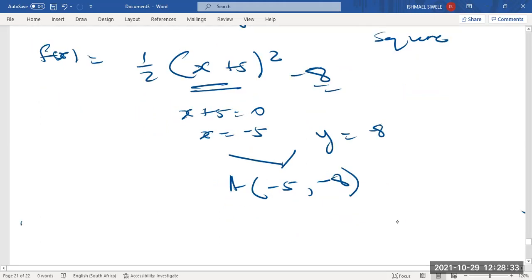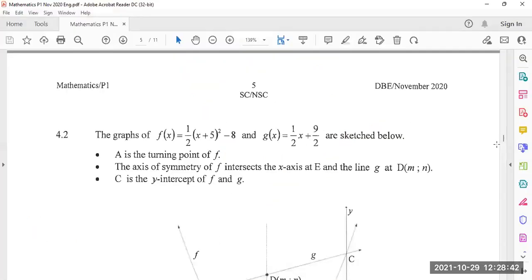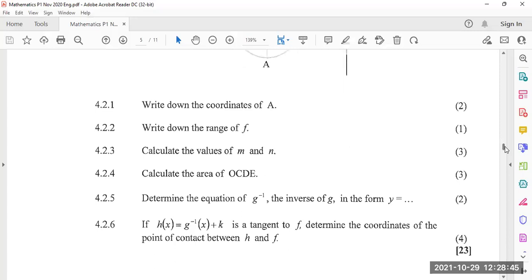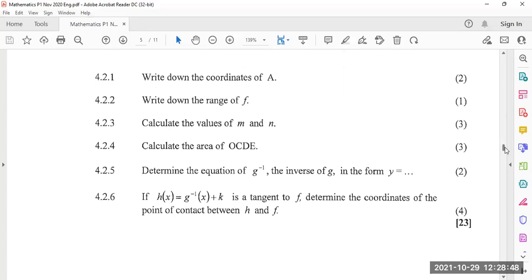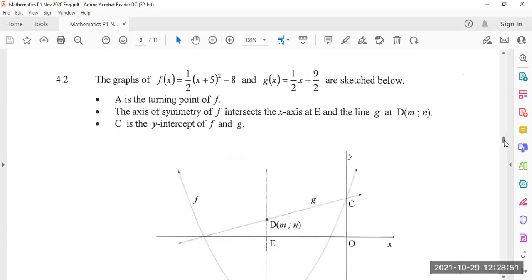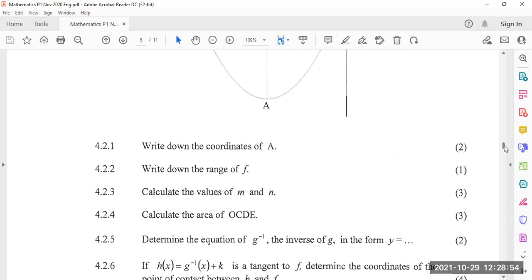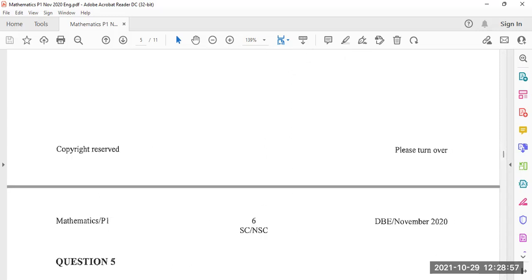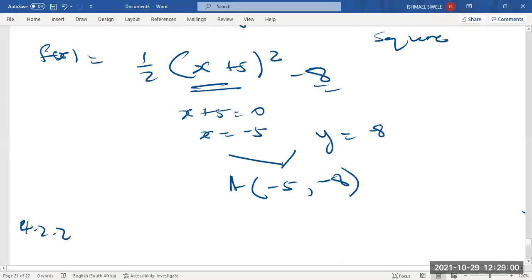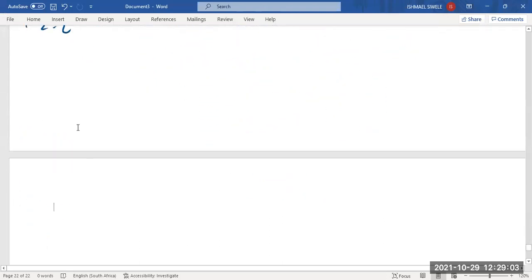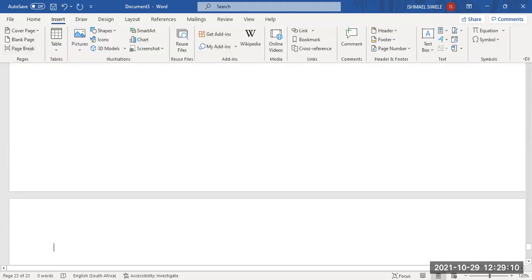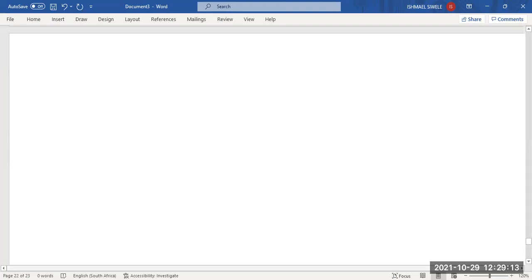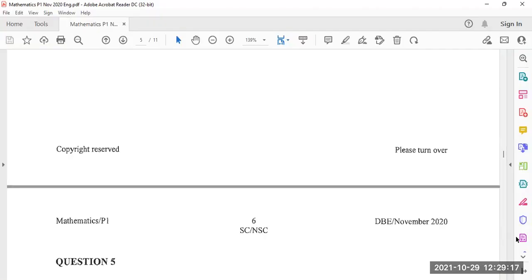So that is it. 4.2.2. What is it that we are asked to do? Let's see. 4.2.2. Write down the range of f. Okay, the range of f. So that is what they want us to do on 4.2.2, right? Let me see something before we attend to that question. Okay, let me insert the graph so that I'll be able to interpret it well. Page break, okay. Then the graph, okay.